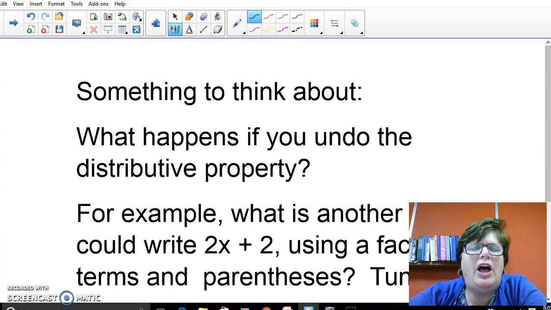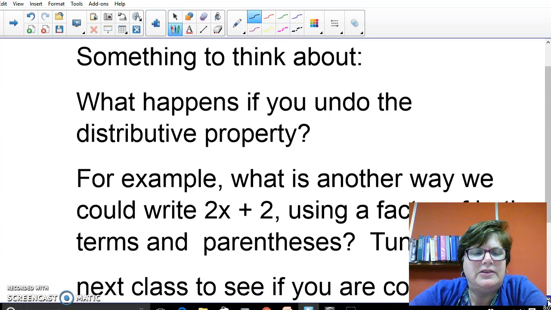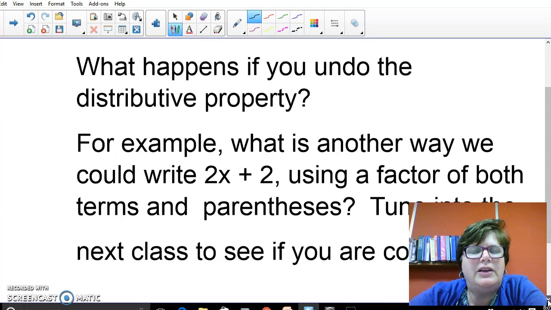All right, so something to think about. What happens if you would undo the distributive property? For example, what's another way that you could write 2x plus 2 and use a factor of both those terms in parentheses in your answer? So tune in to the next lesson to see how that might work out and to see if you're correct.